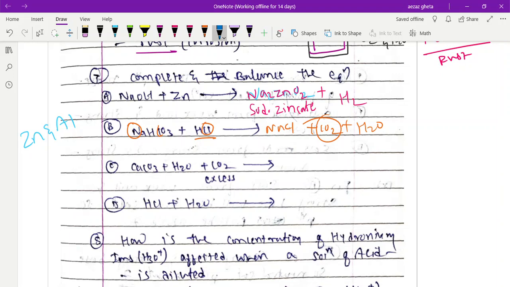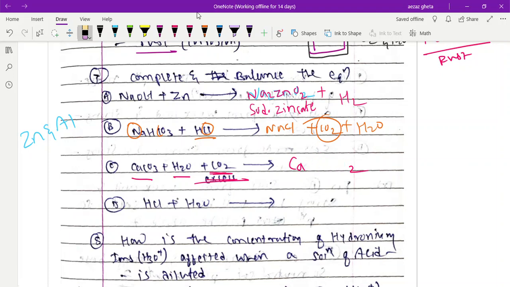You know how to test carbon dioxide. If you pass the carbon dioxide through the lime water, which is colorless, it will turn milky white due to the formation of what? Calcium carbonate. So CaCO3 plus H2O. If you pass excess of carbon dioxide, or if they gave this without writing excess, then also you should write Ca(HCO3)2. This is called calcium bicarbonate. What is it called? Calcium bicarbonate.